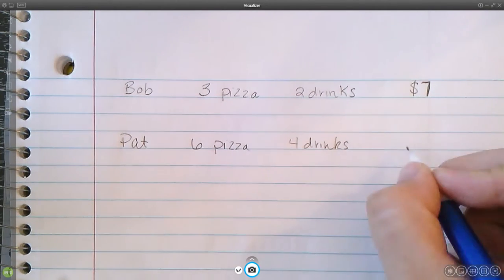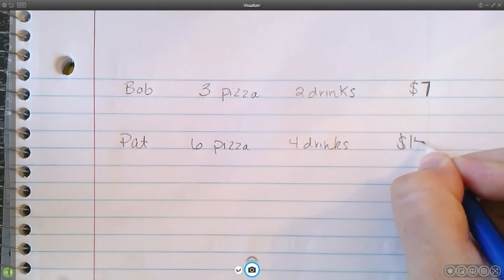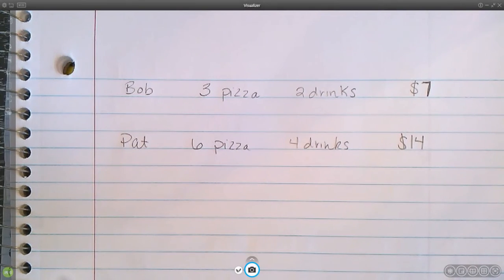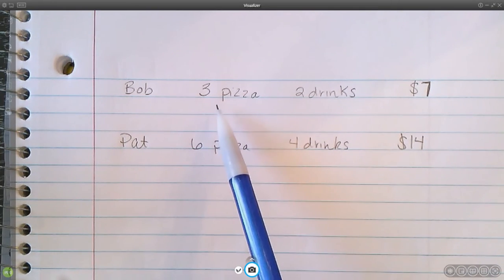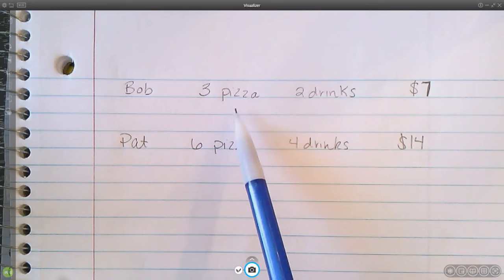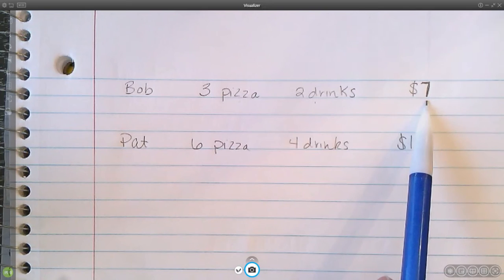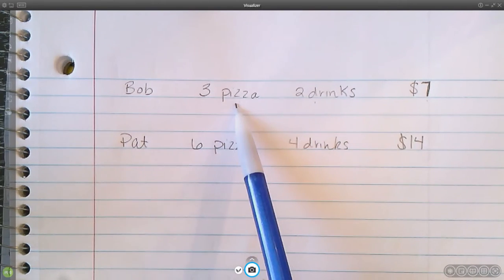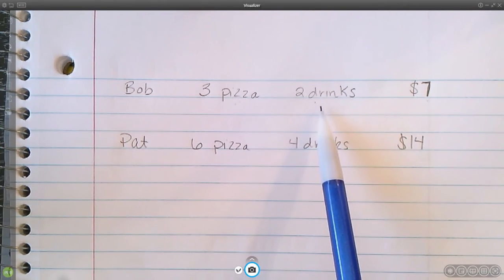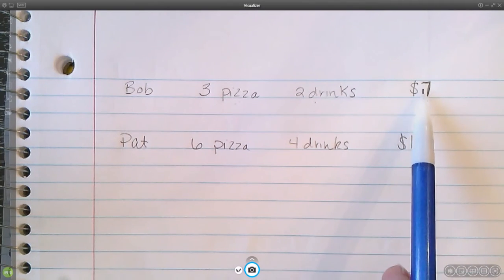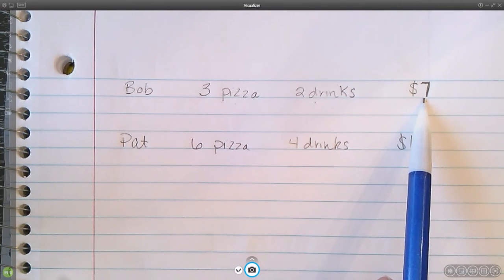Well, the two talked about it, and they got $14. How do you suppose they got 14? Well, if Bob went and ordered this same thing, so if he went and got 3 more pieces of pizza and 2 drinks, do you agree it would still be $7? Yes. But now, what if he would have ordered that all together? He would have had 6 slices of pizza and 4 drinks, and instead of $7, it would have been $14.